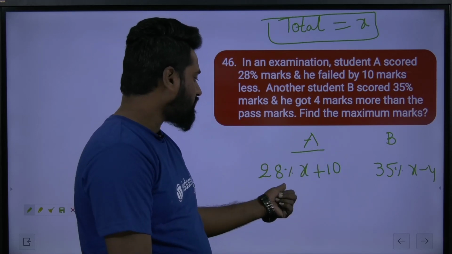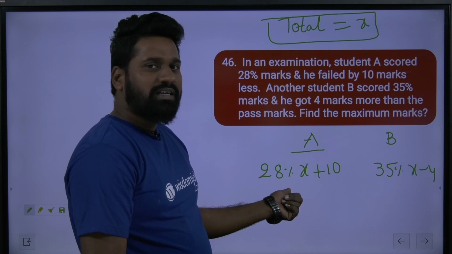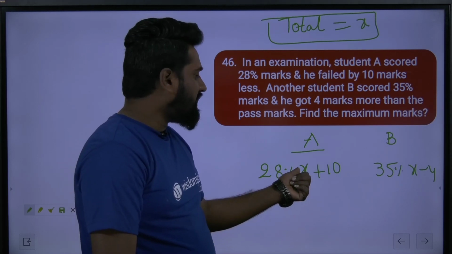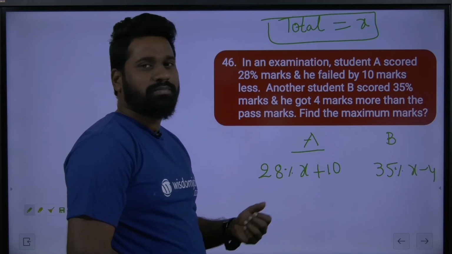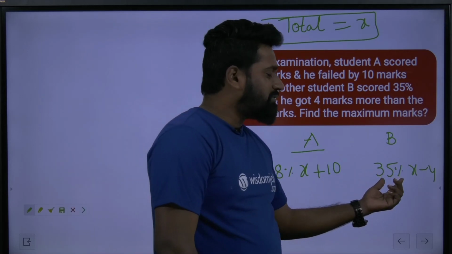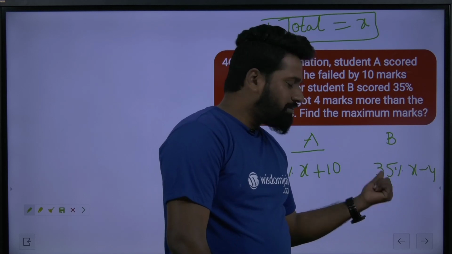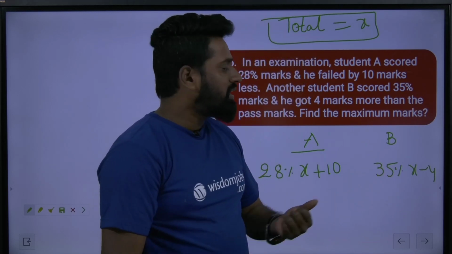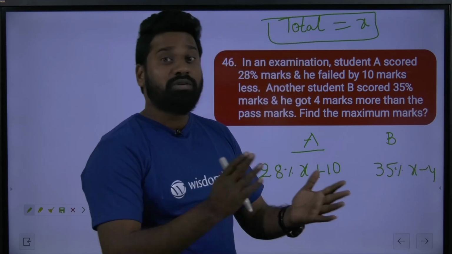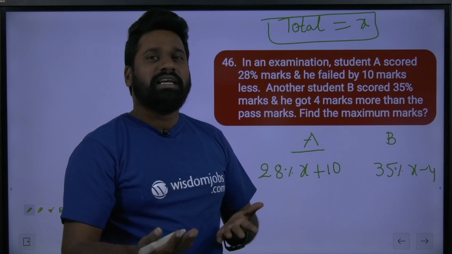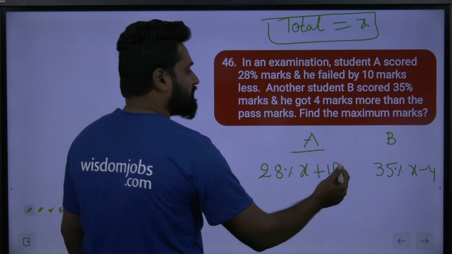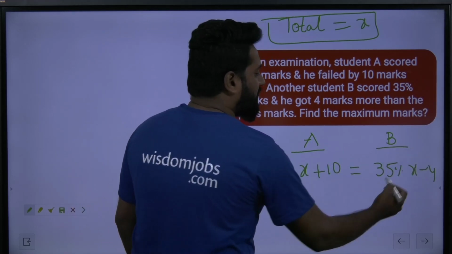Is it clear? First person got 28% of the marks and failed by 10 marks. If you add the 10 marks, this represents pass marks. Here the second person got 35% of the total marks and he got 4 marks more than the pass. Now I am subtracting those 4 marks. That indicates pass marks. So what indicates the pass marks? That is why I am equating those two.